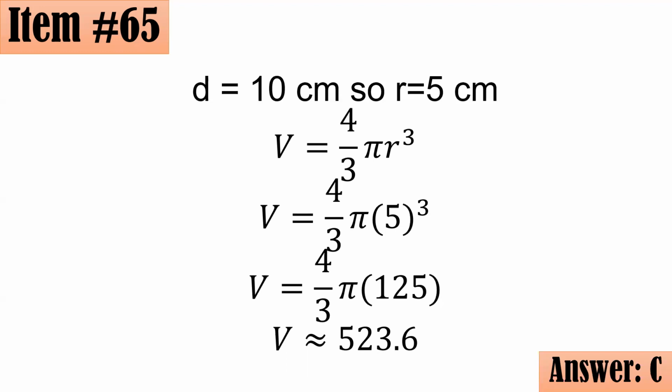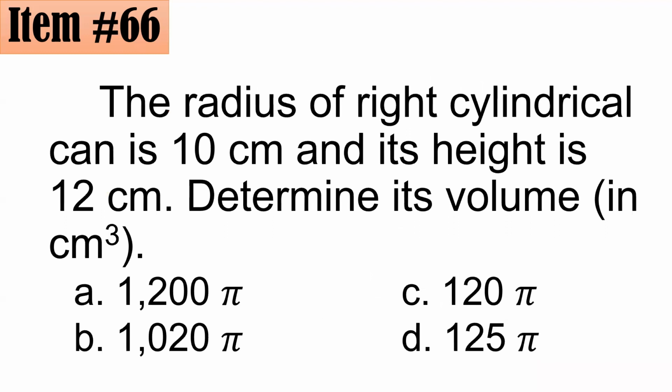66. The radius of a right cylindrical can is 10 cm and its height is 12 cm. Determine the volume. Did you go for letter A, B, C, or D? Paki-comment nga po, ano po ba yung formula para makuha yung volume ng isang cylinder? Anyone po? Okay, so Sir Chad there commented pi r squared h.